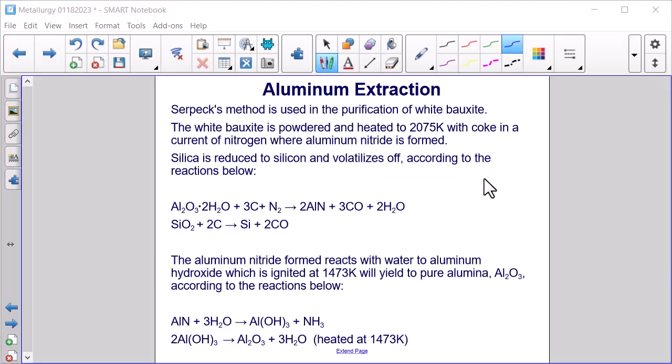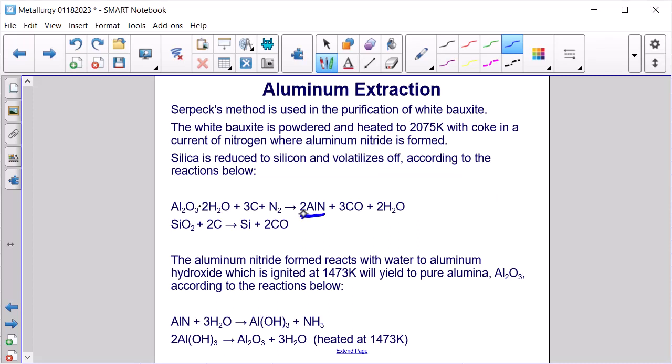Serpek's method is used in the purification of white bauxite. The white bauxite is powdered and heated to 2075 Kelvin with coke in a current of nitrogen where aluminum nitride is formed. You can see that here.